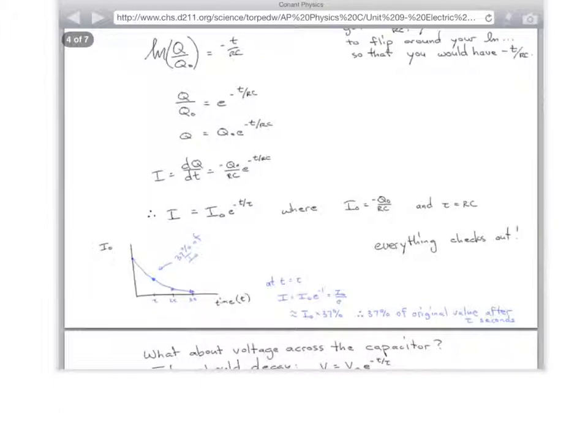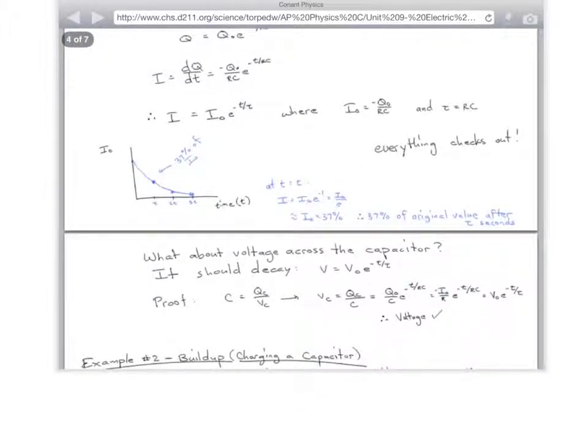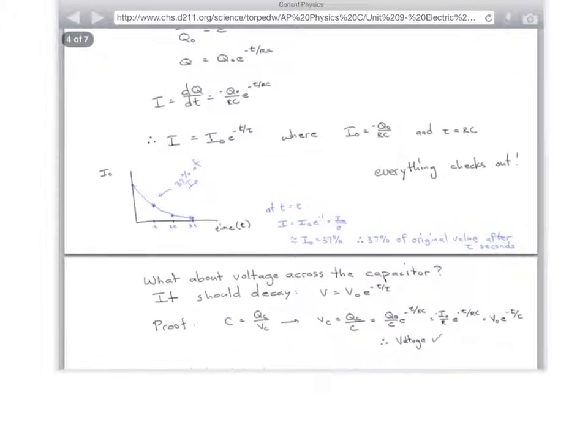What about the voltage on the capacitor? All you have to do is, voltage is charge divided by capacitance, right? So take your equation for charge, divide that by capacitance, and you have the equation for voltage on the capacitor. So you could be asked either thing.